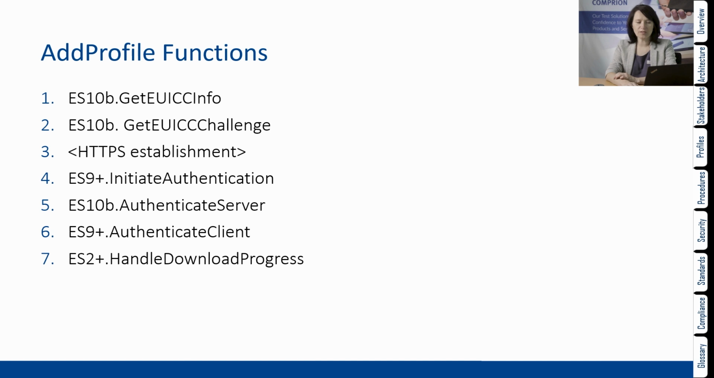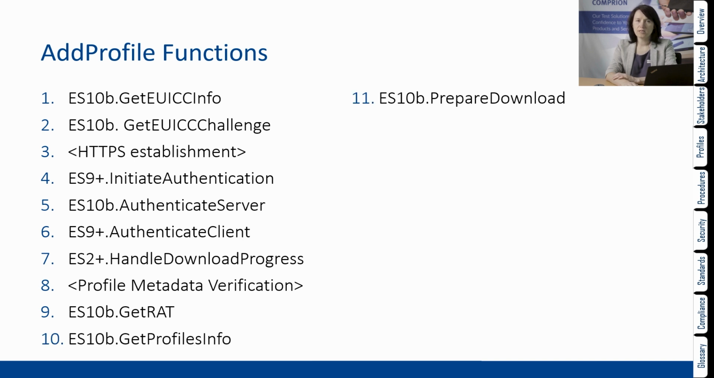ES2 Plus interface, going to the operator information. The profile metadata has to be verified as well, or maybe verified on the device. And then there is a next step, so they get this information about the policy rules, they get RAT information. Next step, the profile's information can be received from the EUICC, and the prepared download can be started.